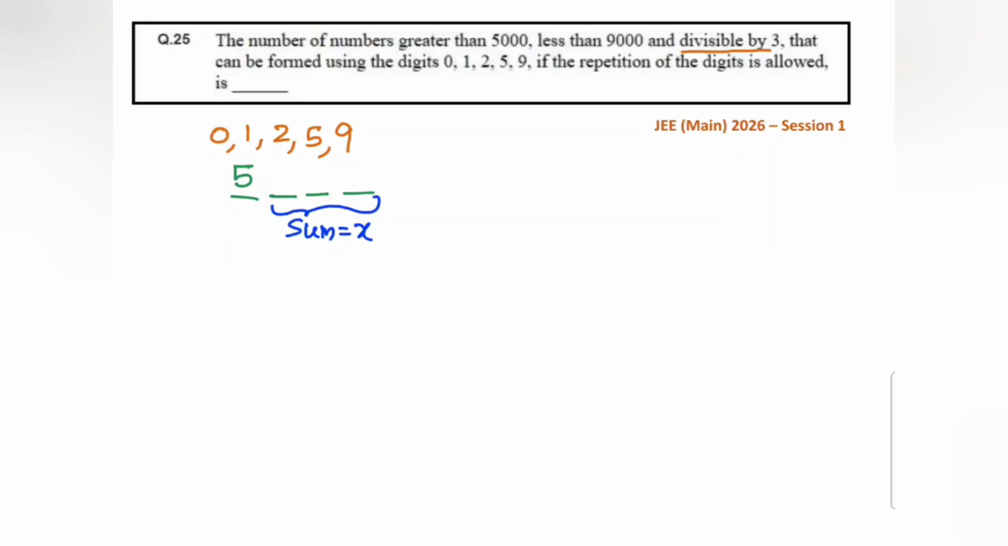So what we are going to do now here is take cases based on x. The least possible value of x is 1, so that 5 plus 1 is 6, which means the 4-digit number is divisible by 3. So this gives 0 0 1. This can be arranged in 3 factorial by 2 factorial, which is equal to 3 possibilities.